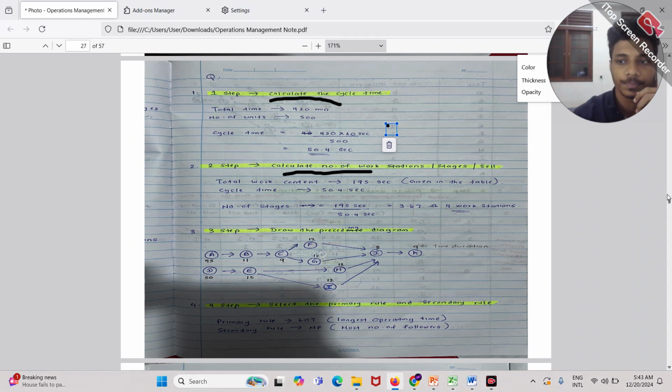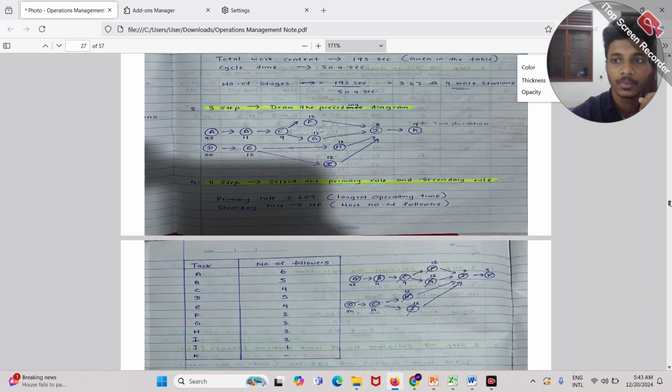right? So yeah, then you have to calculate the number of theoretical workstations, and then in the third step draw the preceding diagram, right? We already did that, right? We already did it, right? So in the fourth step, what you have to do is select the primary rule and secondary rule, right? In here, the primary rule is longest operating time, right? Longest operating time, and the secondary rule is most number of followers.